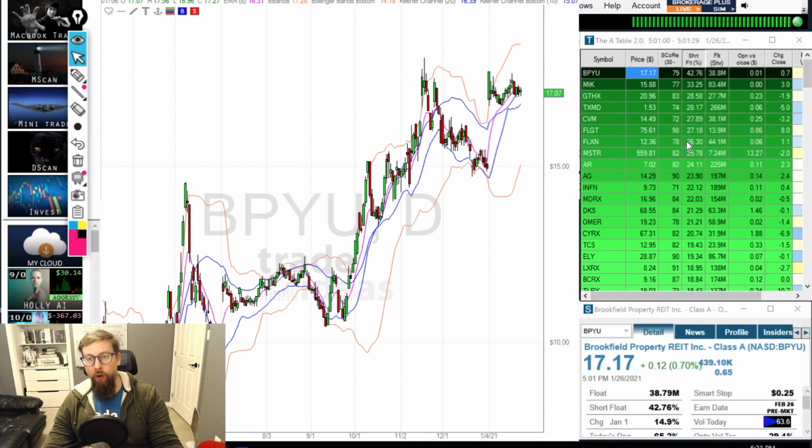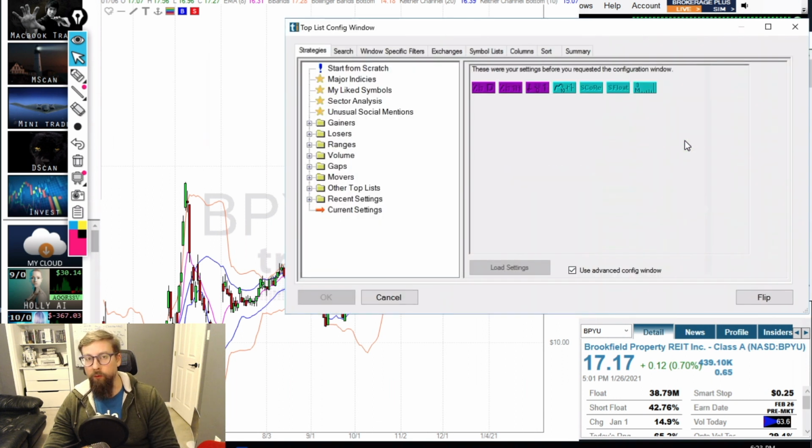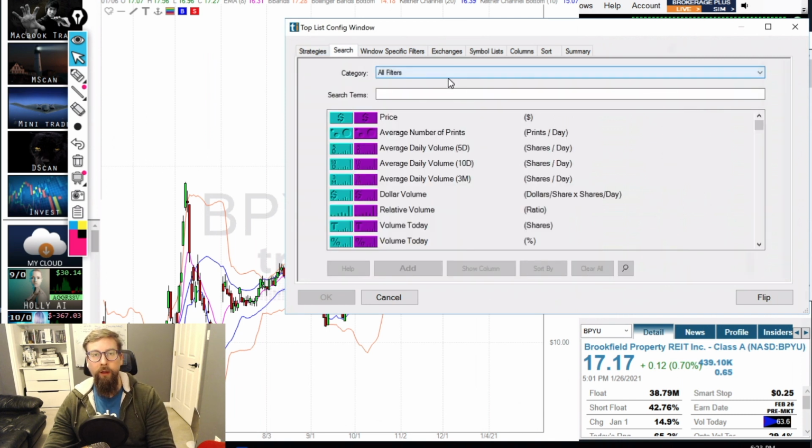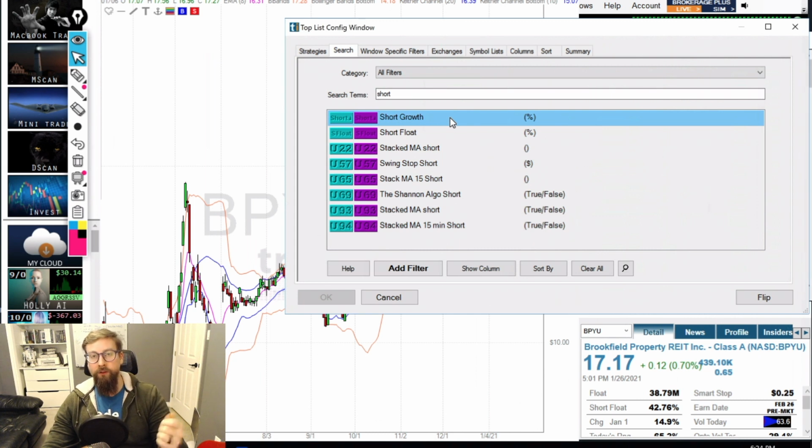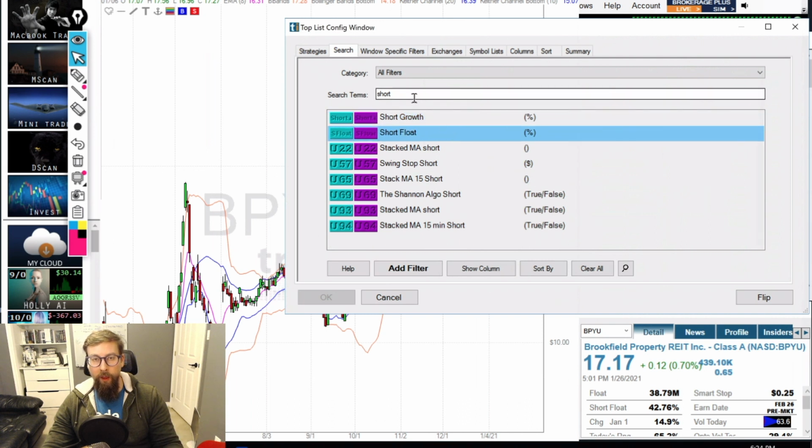For the people who are already members of Trade Ideas, by right-clicking in any window that you want to modify, under this search tab, just type in short, and you'll see that we have a short growth, which is how much this short float is growing over time, the short float, and then we also have one called cover.